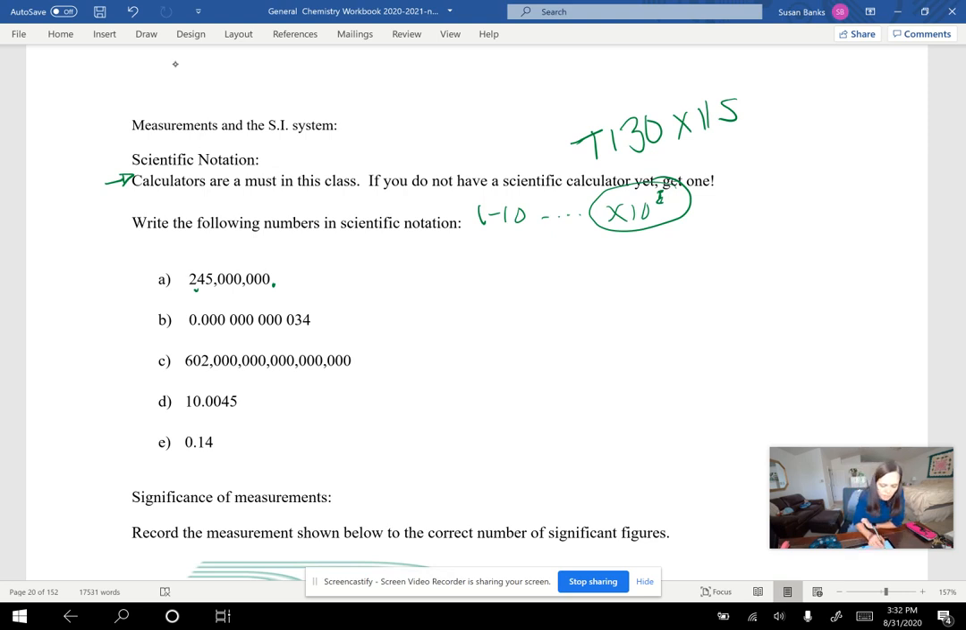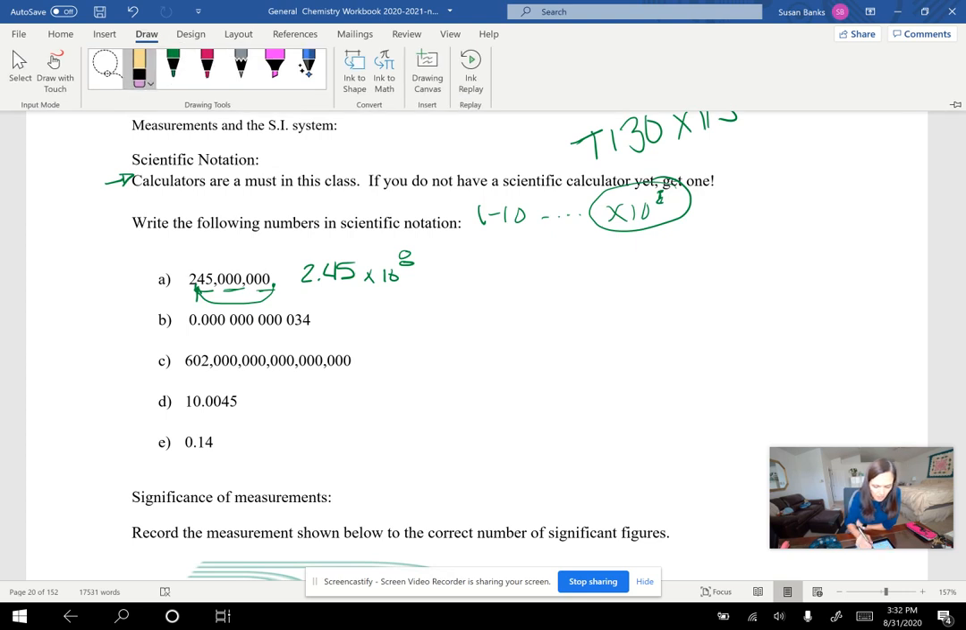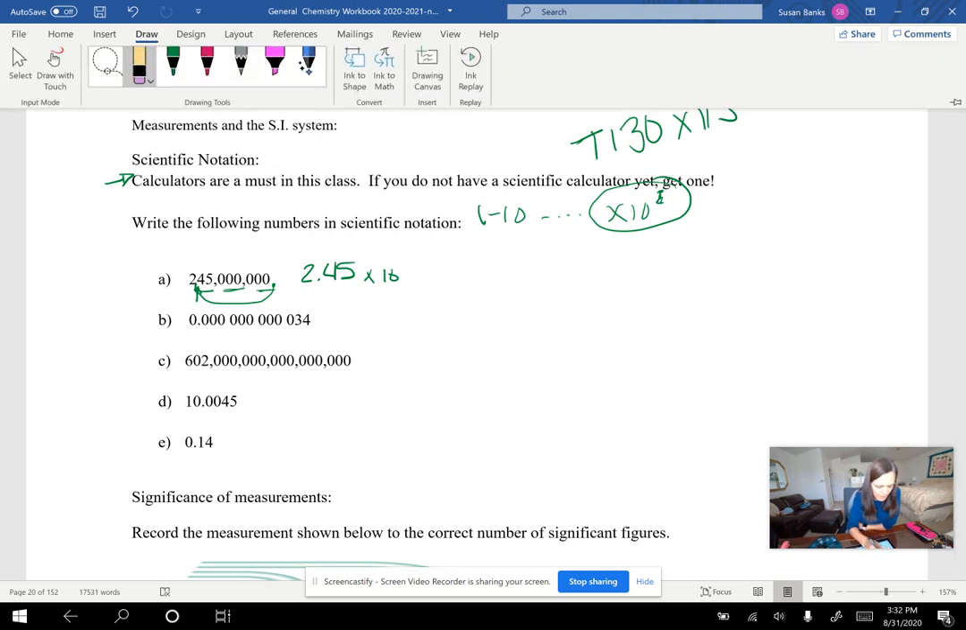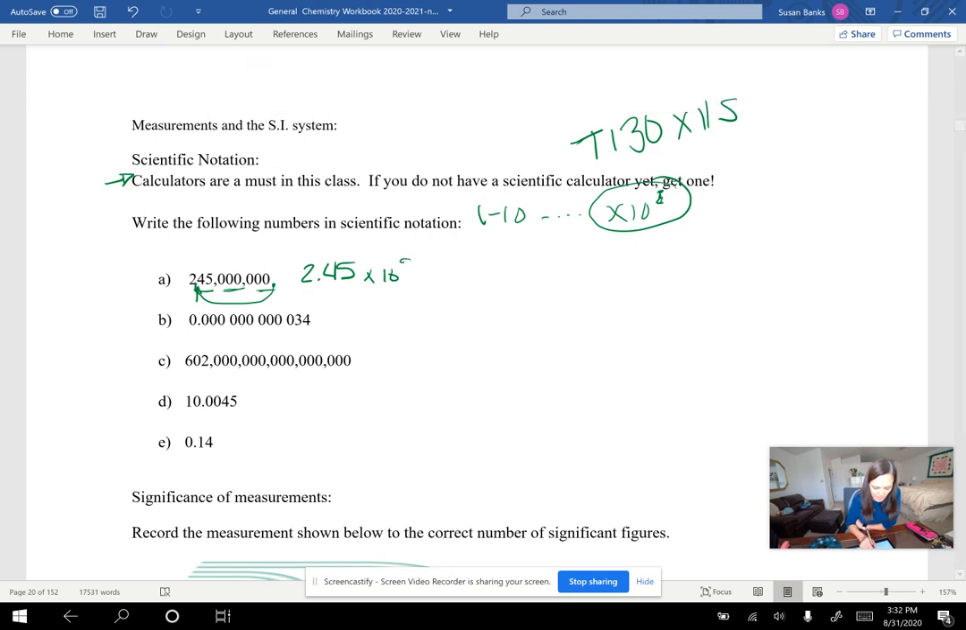So I want to move my decimal point right here. So I'm going to write this as 2.45. And now I need to count how many spaces I moved this decimal. So I moved it 2 spaces here, plus 3 here, plus 3 here. So 3 plus 3 is 6, plus 2 more is 8. And since I had to move that decimal point to the left, my exponent here is going to be positive. So 2.45 times 10 to the 8th would be my answer.